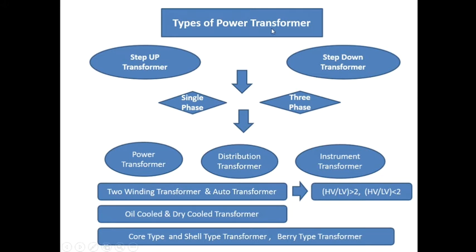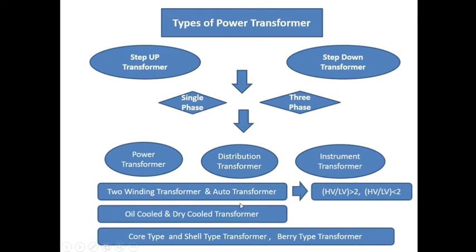Types of power transformer are the step-up transformer and step-down transformer. Step-up transformers are used near power generation station. Power generating voltage is very less, that is around 11 kV or 12 kV. We need to step up to higher voltage for transmitting long distance. There we need step up transformer.